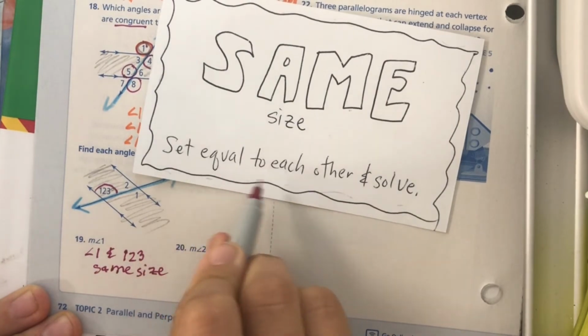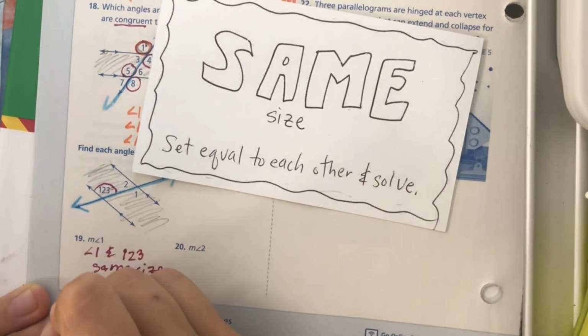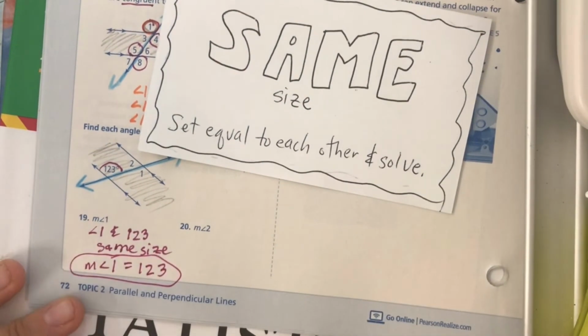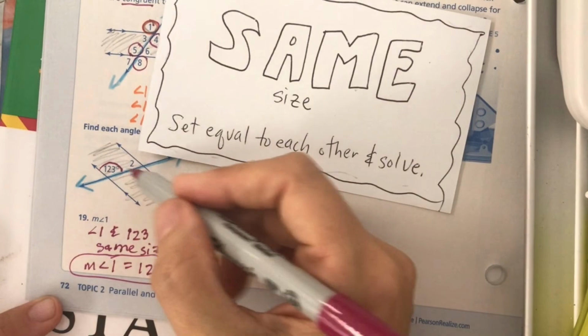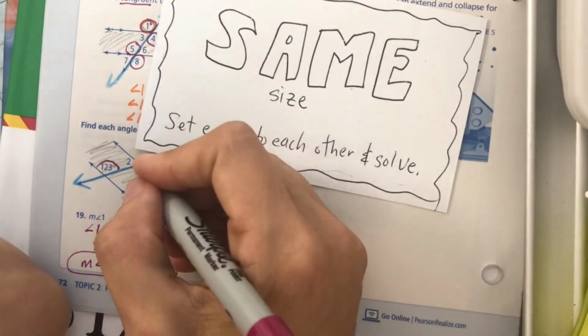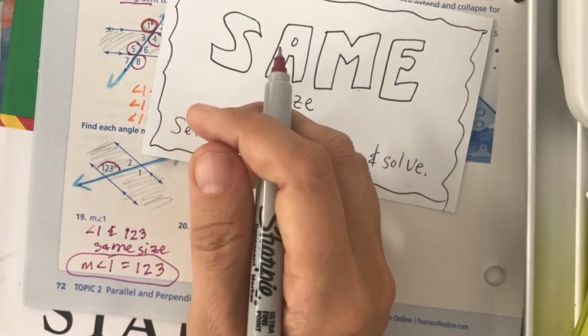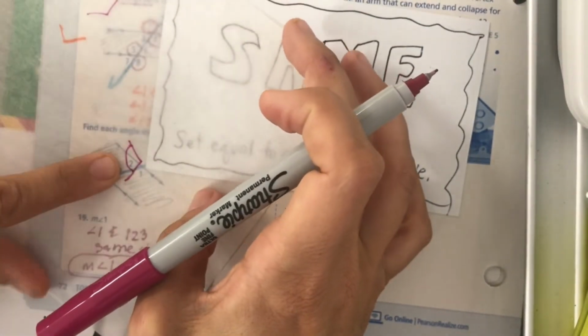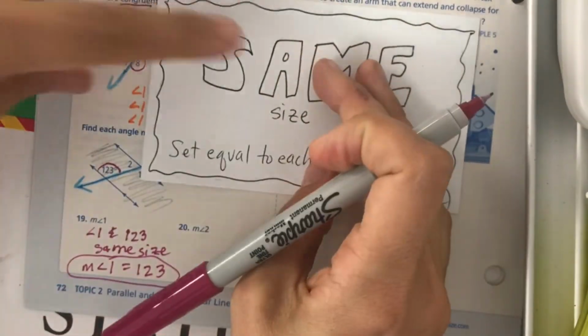So it says on my card, set them equal to each other and solve. So the measure of angle 1 has to be equal to 123. Set them equal to each other. And there's nothing to solve. It's just, that has to be 123 because they're equal measurement. Now 2 is different. It's pretty obvious that this is big and angle 2 is little. It does not fit on top of there.